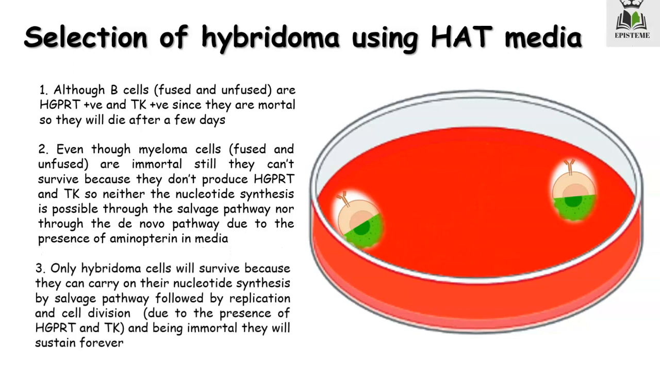Now only the hybridoma cells will survive in the HAT media because they have the HGPRT and TK enzymes, so they can continue their nucleotide synthesis by the salvage pathway, and also they are immortal in nature. So as a result, only these cells will survive.